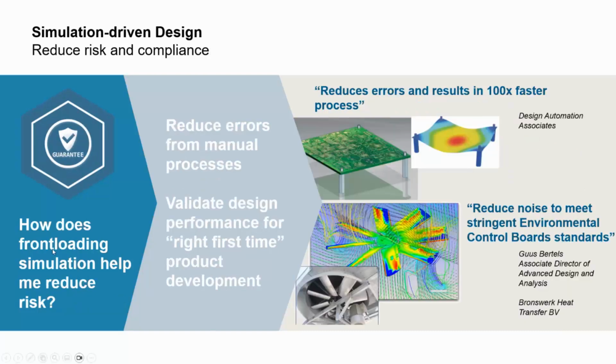Next, a company might ask, how does front-loading simulation help me reduce overall risk? In this case, Design Automation Associates automated their simulation processes used to analyze the performance of their engineered-to-order products. Their routine simulations might be performed up to 100 times or more per year for every variant. And that means errors can become very costly and time-consuming across that many simulations. So by automating those processes and having their designers perform the simulations, they were able to reduce errors and they were able to achieve a 100 times faster process, according to their own internal team.